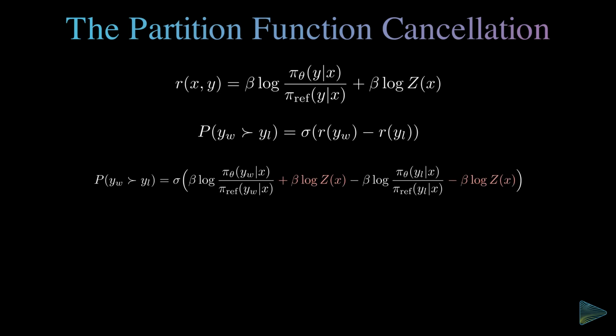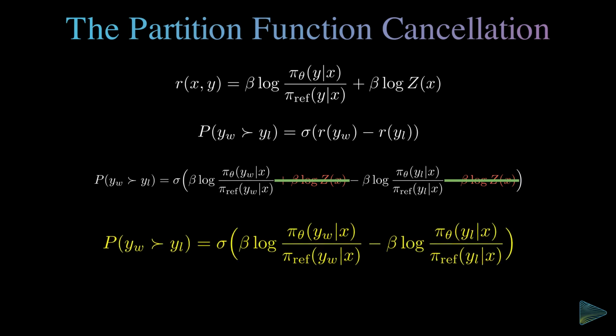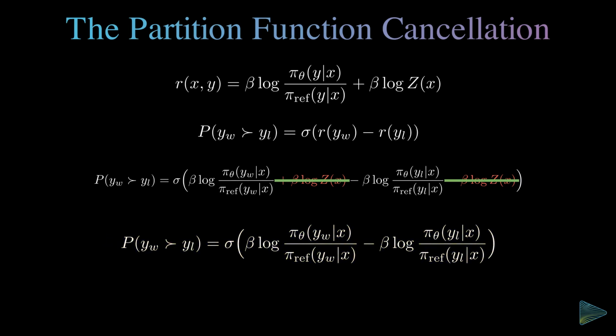Watch carefully. We substitute the reward formula into the preference probability. We get r of y_w minus r of y_l. When we expand this, we see beta log Z of x appears in both the y_w term and the y_l term. When we subtract them, these partition function terms cancel out completely. We're left with only the policy ratio terms. This cancellation is the mathematical heart of DPO.